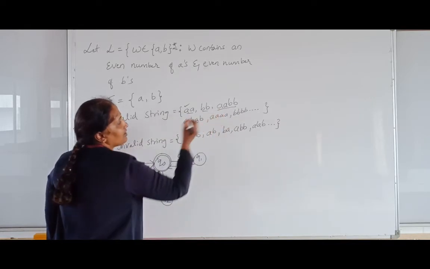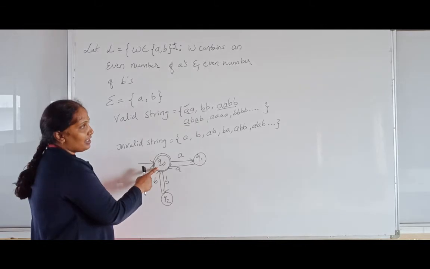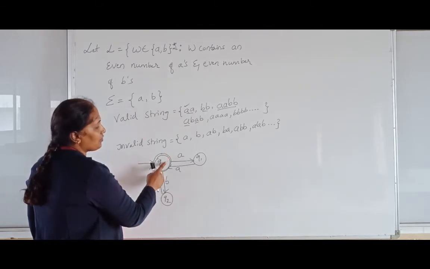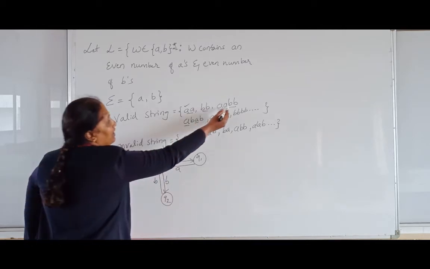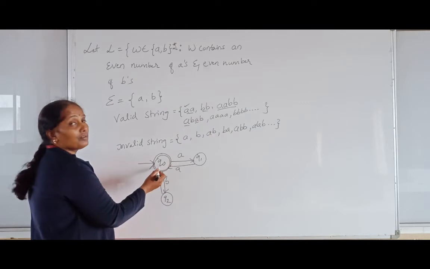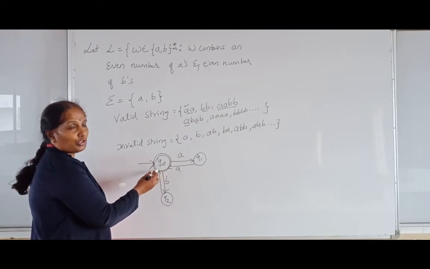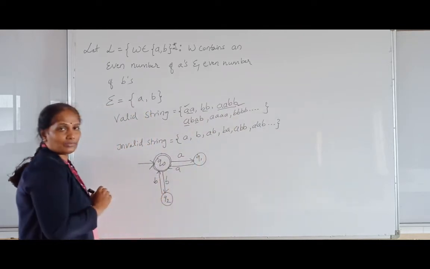Next, take the third string, AABB. So start from the Q0 state. When the first A comes, it will change the state from Q0 to Q1. The second A, it will come back to Q0. When B comes, it will change its state to Q2. When the second B occurs, it will change back its state to Q0. So this string gets accepted by the DFSM.